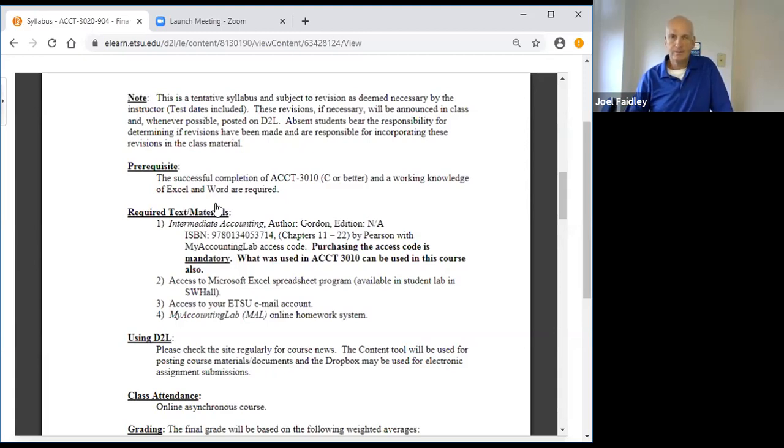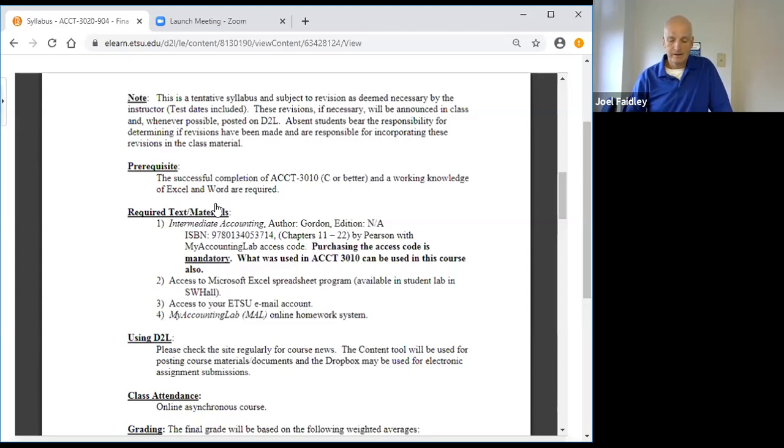But you need to work these My Accounting Lab exercises, because the exam will be very similar to those. So that's very important. It's mandatory that you have the access code for that, because otherwise you can't access the exams or the tests that I will put out there.